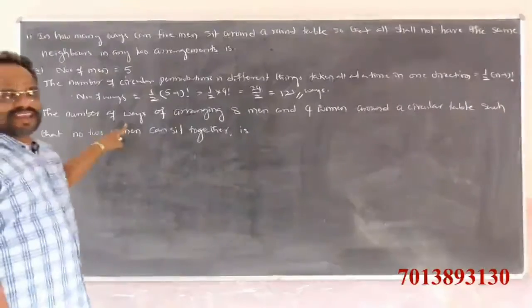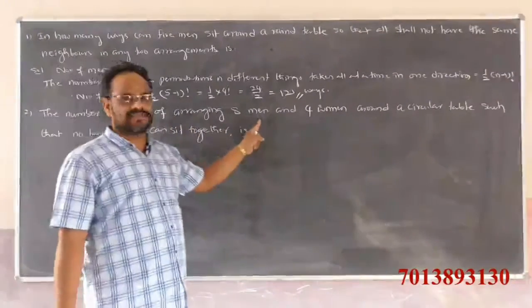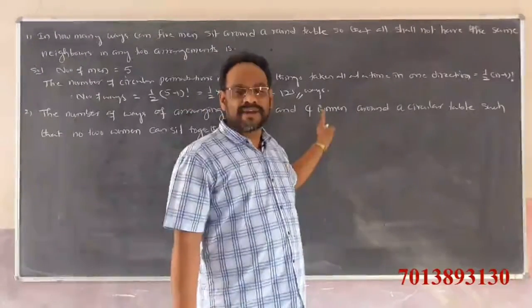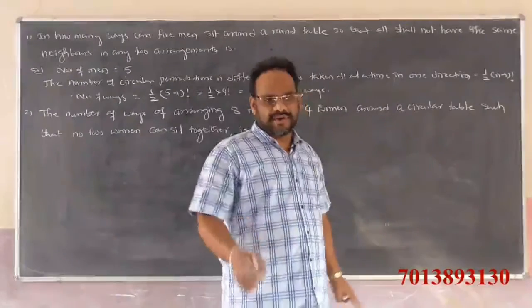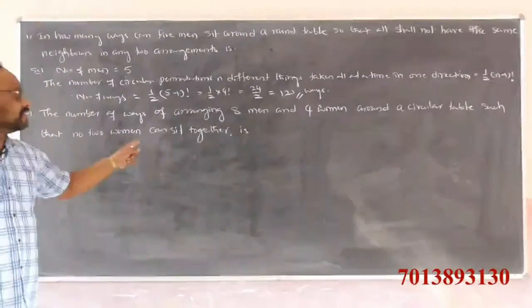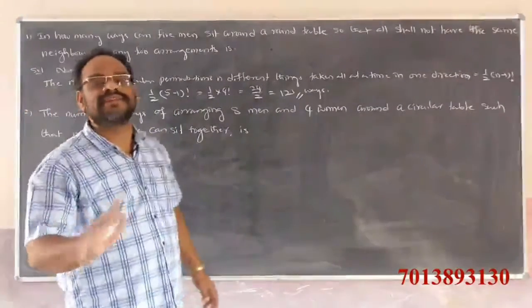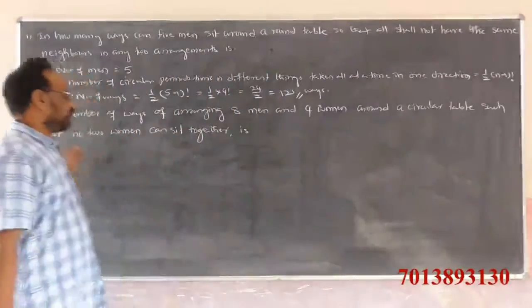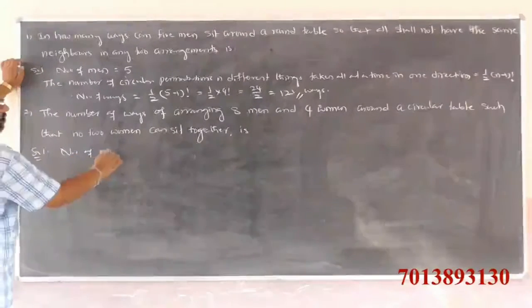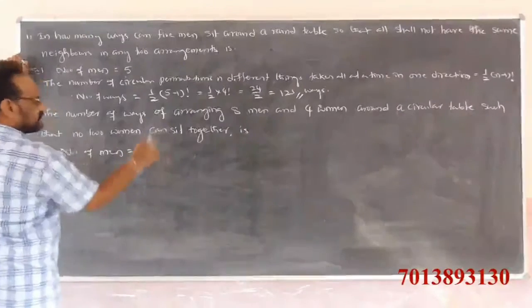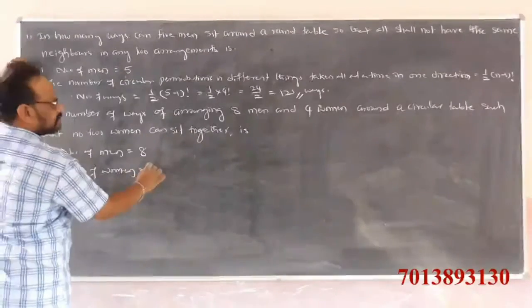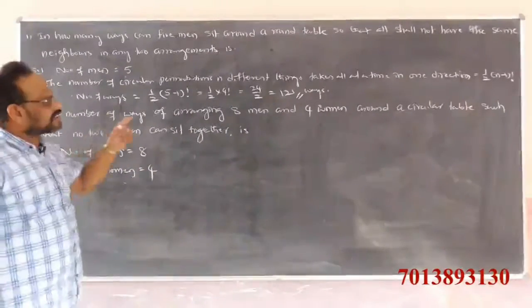Next, observe the second question. The number of ways of arranging 8 men and 4 women around a circular table such that no 2 women can sit together is? Clearly, the number of men is 8 and the number of women is 4. Here they ask for circular permutations.